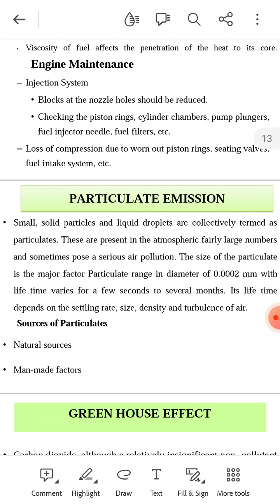Particulate emissions: small solid particles and liquid droplets are correctly termed particulates. These are present in the atmosphere in fairly large numbers and sometimes pose a serious air pollution problem. The size of the particulate is a major factor. Particulates range in diameter from about 0.0002 mm, with a lifetime that varies from a few seconds to several months. Its lifetime depends on the settling rate, size, density, and turbulence of air. Sources of particulates: natural sources and man made factors.